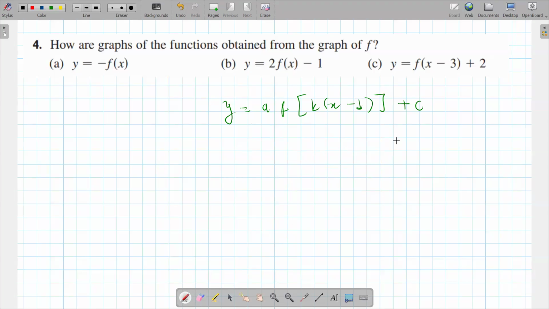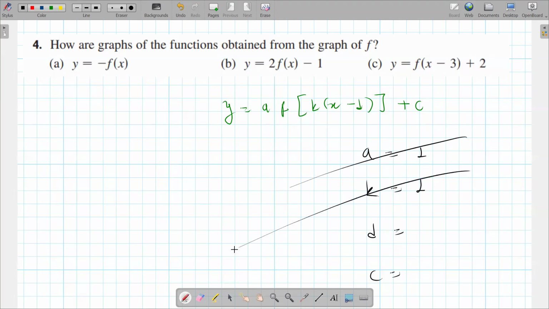Why don't you tell me for part C, what's A, what's K, what's D, what's C? All you're doing is comparing this equation with this equation. A is 1. That doesn't do anything to the transformation, so you can ignore it. What about K? K is also 1. That doesn't do anything to the transformation either, so you can ignore it.